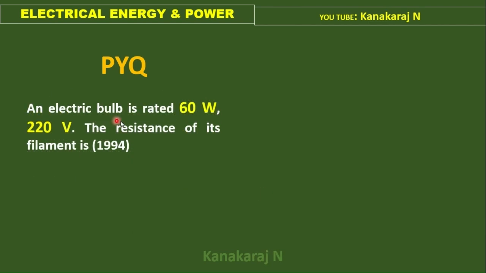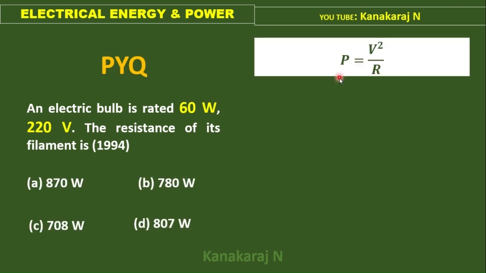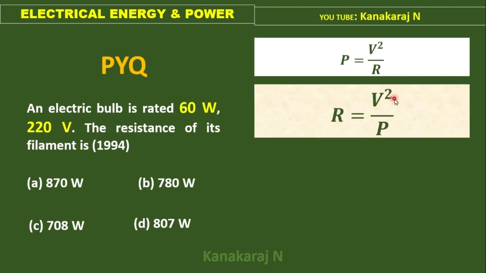An electric bulb is rated 60 watt 220 volt. The resistance of its filament is. It's a very simple question. The power is given by V square upon R. Let us find R. R equals V square divided by P.